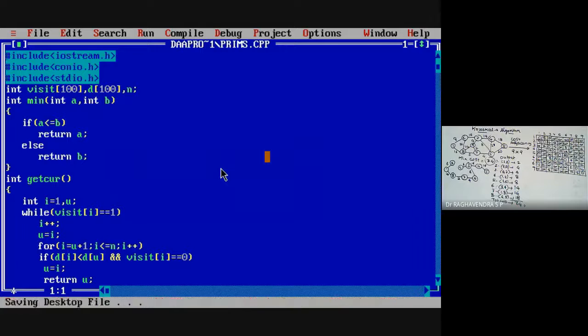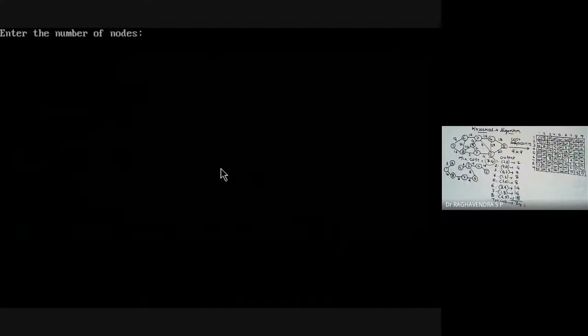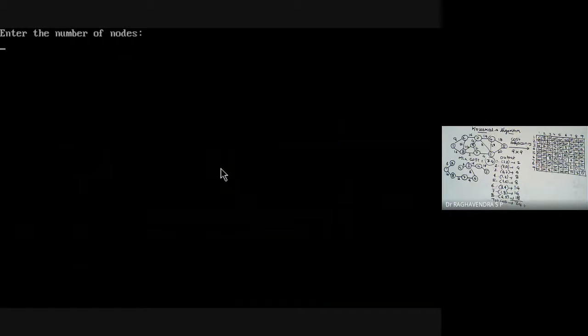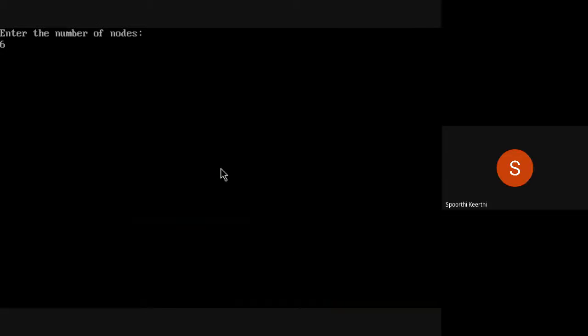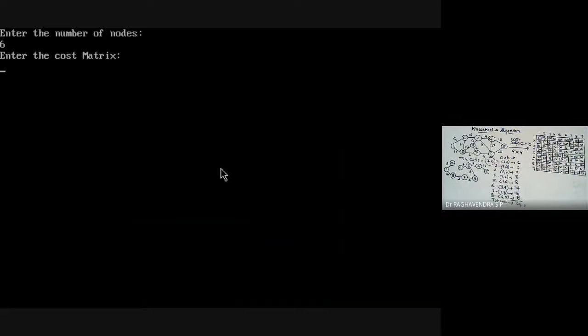So Control F9. Enter the number of nodes. Please tell me, the Prim's algorithm we have just solved. So how many vertices do we have? 6 nodes? 6. Okay. So tell me the cost matrix.